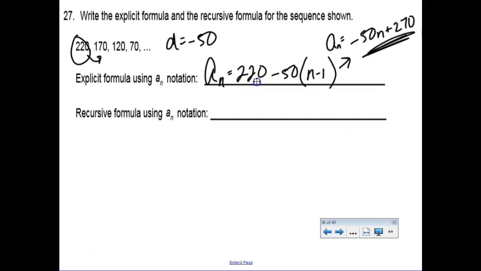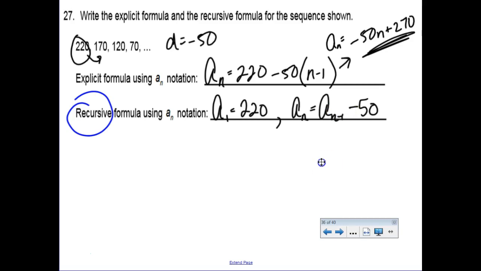This is just straight up the explicit formula, and then the recursive formula. So I like to start the recursive formula with a sub 1, but it doesn't really matter. The first term is 220. And then every term after that, this is like how a little kid would tell me the pattern. They would tell me, oh, you're just supposed to subtract 50 every time. So for recursive, that means you take your previous term, a sub n minus 1, and you subtract 50. So starting at 220, follow this pattern. That's what recursive means.